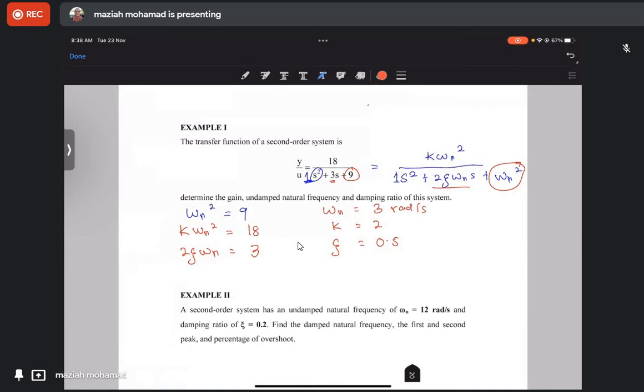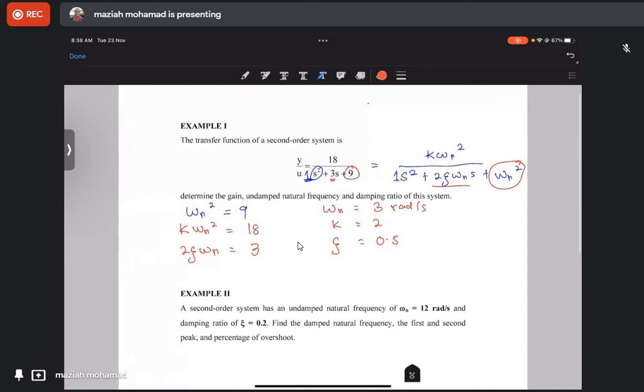Omega n has the unit radian per second. K has no unit, and zeta is a ratio, so it has no unit either. That's how we determine the values of k, zeta, and omega n, because we need zeta and omega n to calculate parameters like rise time, settling time, T1, T2, and also maximum overshoot.